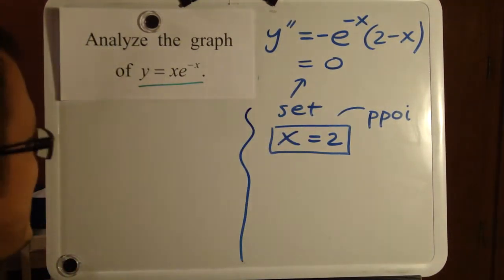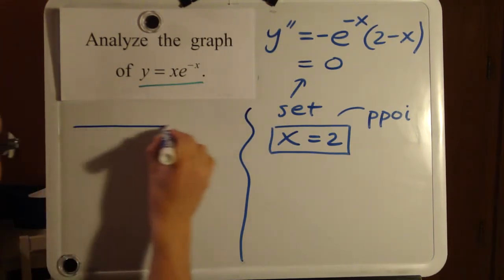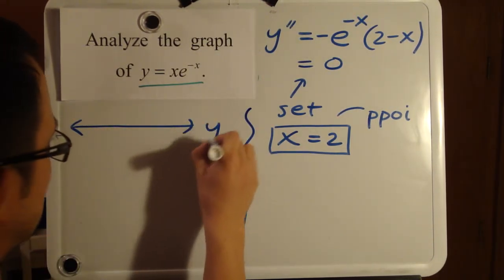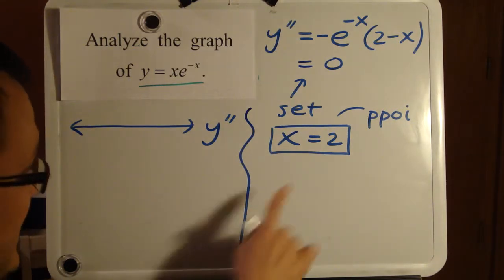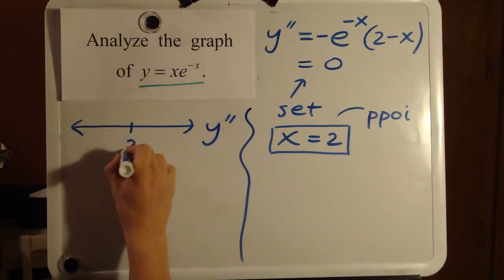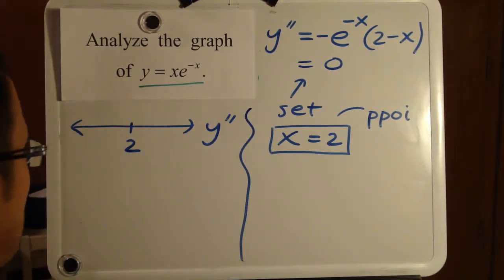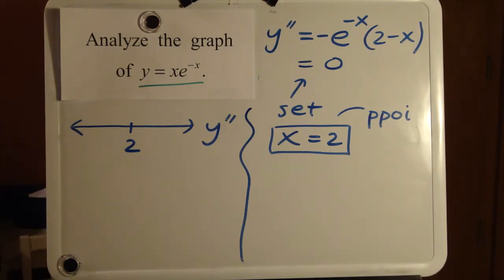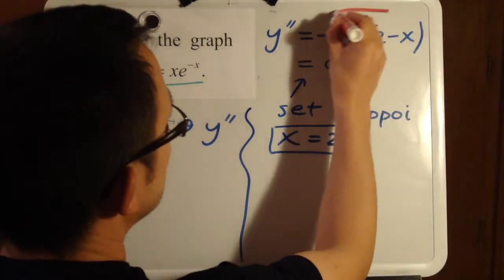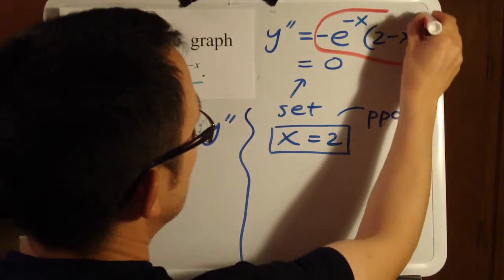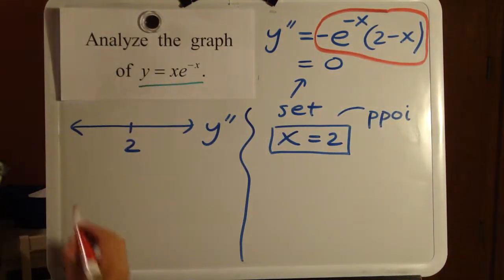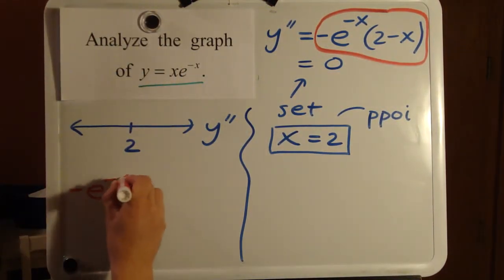Okay, so when we do this kind of thing, we go into the number line here, and we're going to look at the sign of y double prime. Our number that's going to break the number line is 2, and we're going to check on either side. So the thing that we're checking here is the second derivative. So we have it here. So I'll repeat it so we can see it.